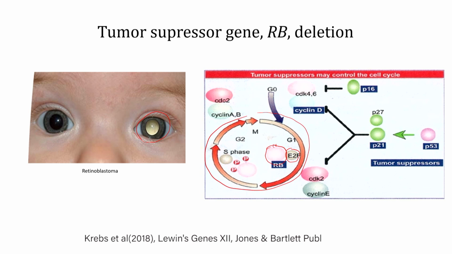But if RB is not there, if there is a deletion, the cell will continue its division one after another because RB is not present, it is gone. So E2F is free and this will allow the preparation to occur again and again as it comes in G1, and cells will divide once after another like that. So this is another example of deletion.